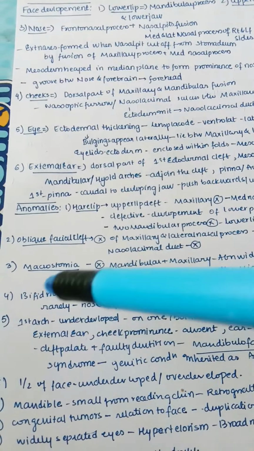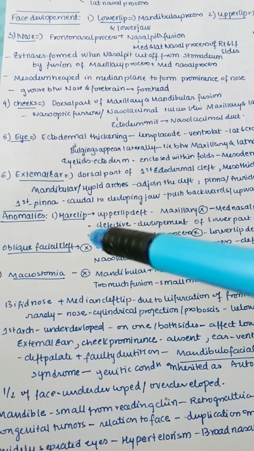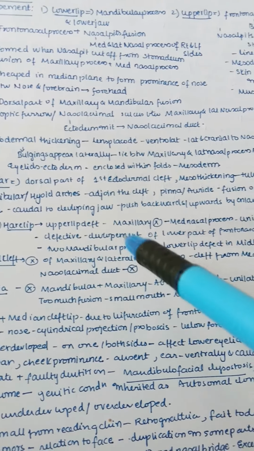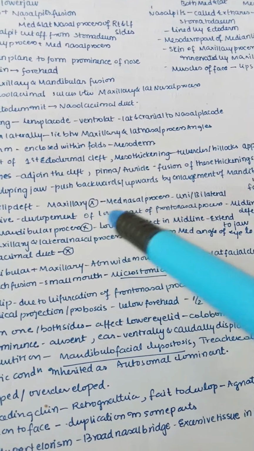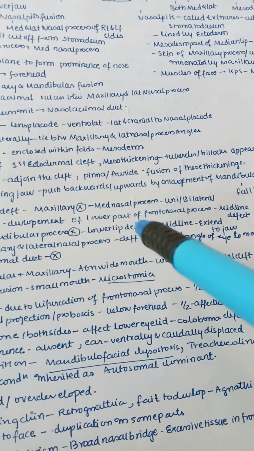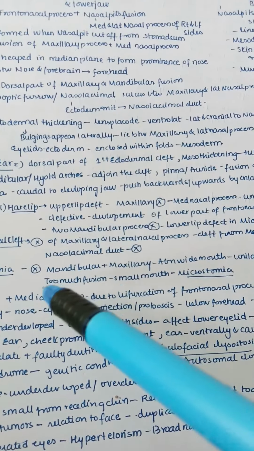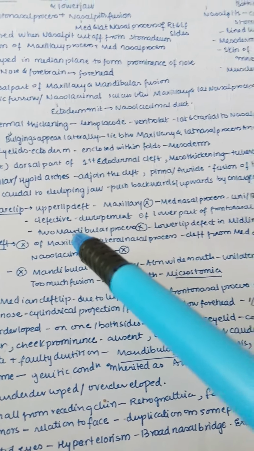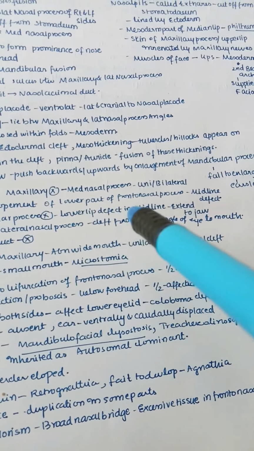Now let us see anomalous, where we have hare lip. Hare lip means it's the upper lip cleft where the maxillary process doesn't fuse with the medial nasal process, and it may be unilateral or bilateral. So here the hare lip is defective development of the lower part of the frontonasal process. Mainly it's a midline defect.